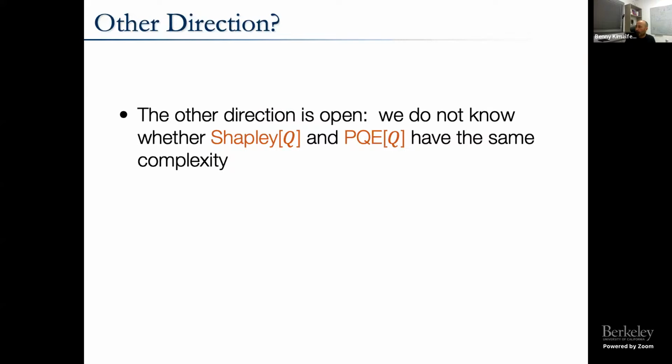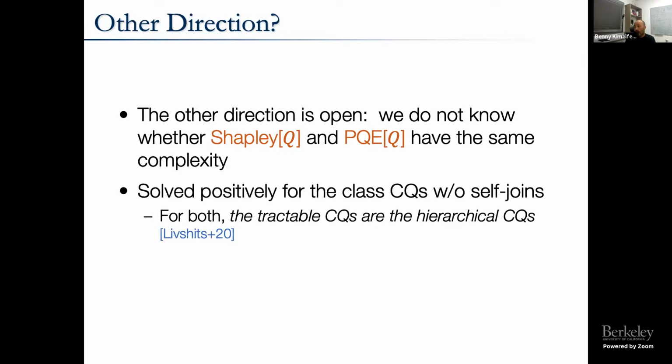What about the other direction? This is open. We do not know whether Shapley of Q and probabilistic query evaluation over Q have the same complexity, or whether they are polynomial time for the same queries. We do know that this is true for conjunctive queries without self-joins, for both the tractable cases, the hierarchical conjunctive queries.